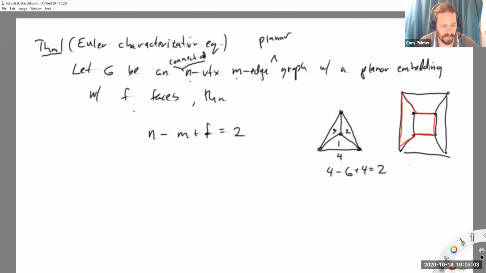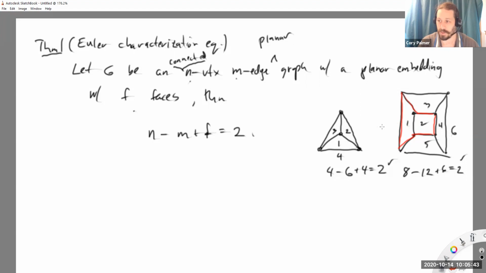Okay, let's check this one real quick. There's 8 vertices here. How many edges? The graph I believe is 3 regular, so I think it's 12, right? Every vertex has 3 edges coming out. You can count it too. And then how many faces are there? 1, 2, 3, 4, 5, and then the outer face, 6. 6 plus 6 is 12, and 8 is 2 more. So, great. Both of these seem to satisfy it. Obviously, that's not a proof, but that's the starting point, maybe 2 examples. Of some note, this is a tetrahedron and this is a cube.